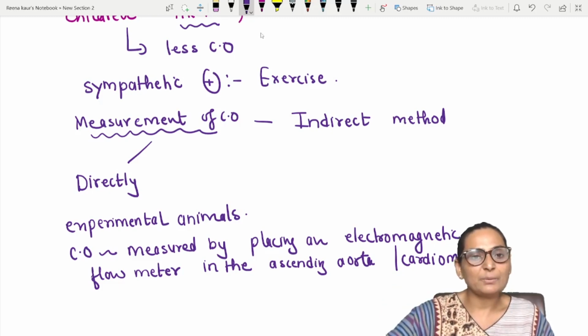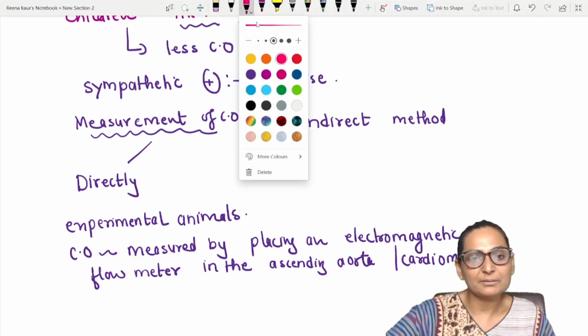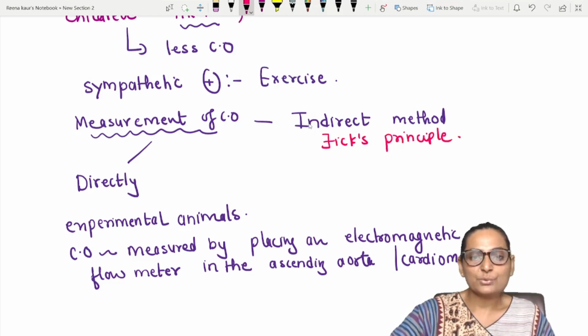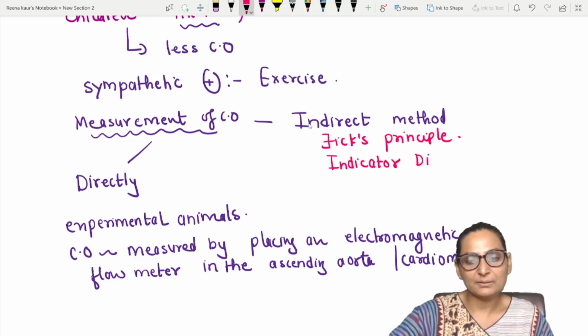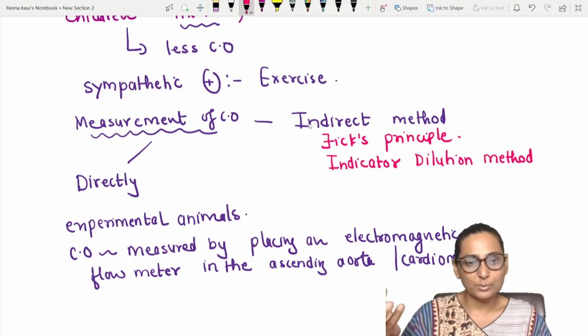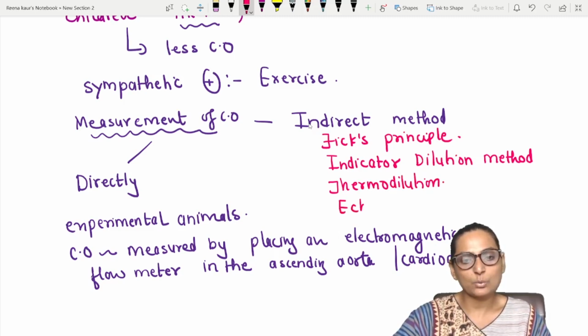There are various methods by which we can determine cardiac output indirectly. The Fick principle or the Fick method, this only we are going to consider. You should remember the names of certain other methods, that is the indicator dilution method. If ever there is a BAQ, just enumerate the different methods of measuring cardiac output. Then there is thermodilution. And the most standard or preferred method is echocardiography.